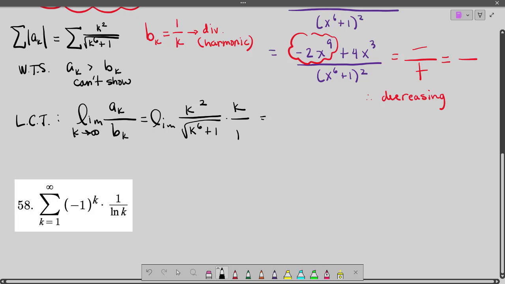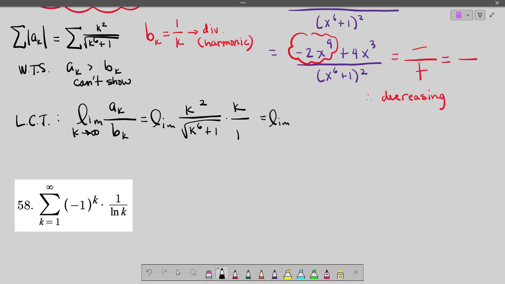So let's go through the math here. That's going to be k cubed over the square root of k to the 6 plus 1. Again, the simplest way to get these limits is to do the square root thing. So make that the square root of k to the 6 over k to the 6 plus 1. And what is that limit? 1.